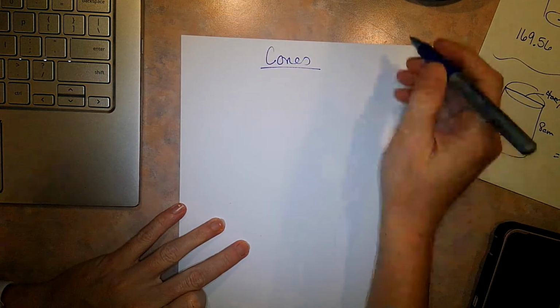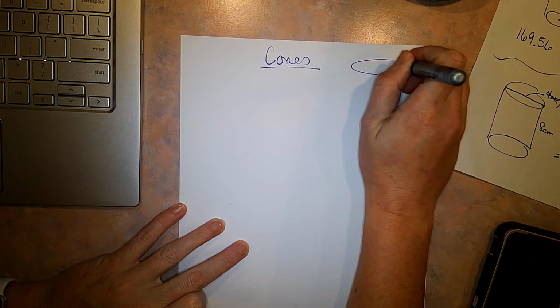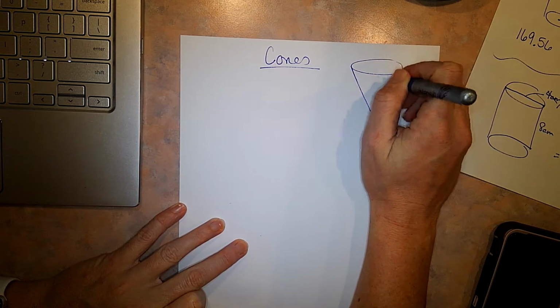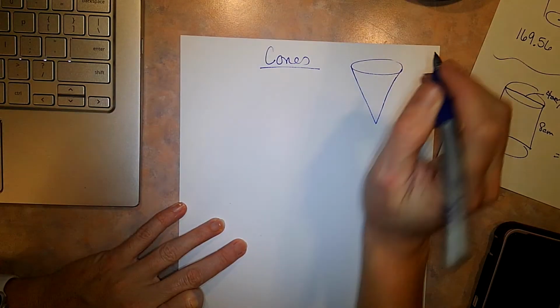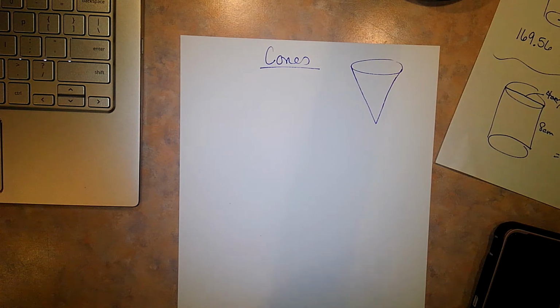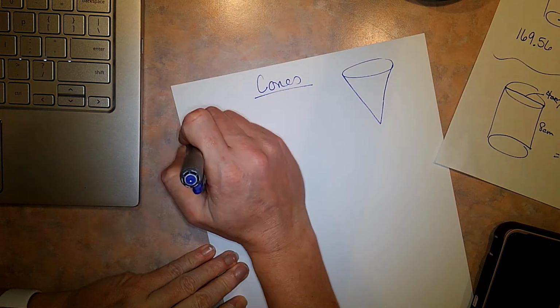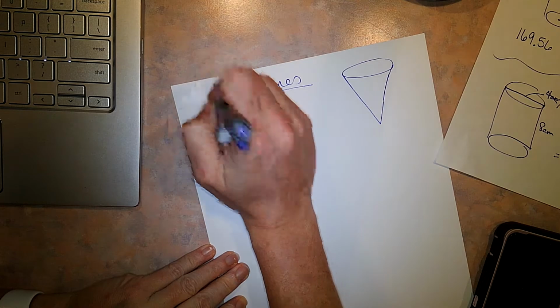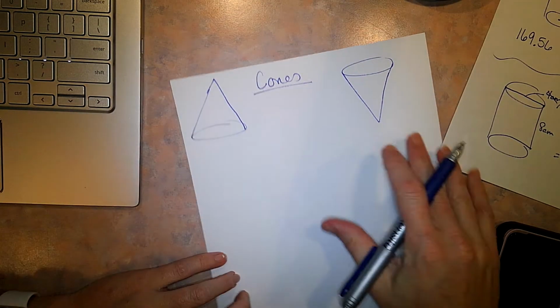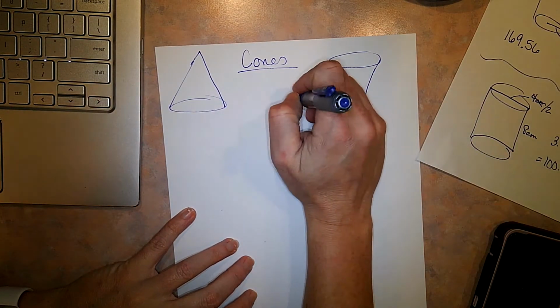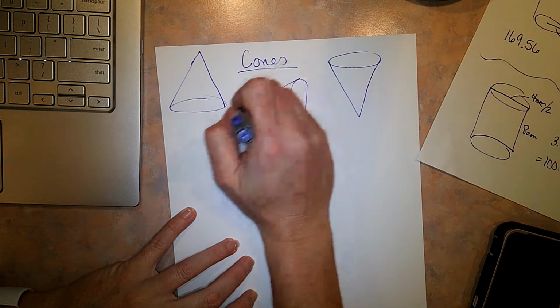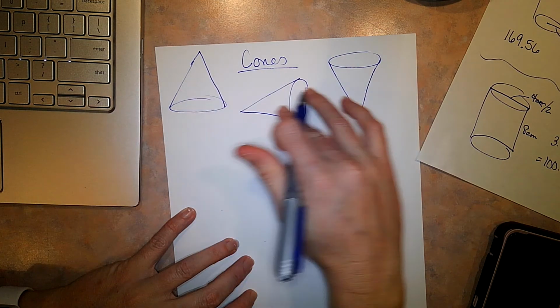As you might know, a cone looks like this. Think of an ice cream cone or a party hat. Cones can be either way. Sometimes they'll even lay them on their sides, like this. So don't get confused. Know that they all three are the same thing.